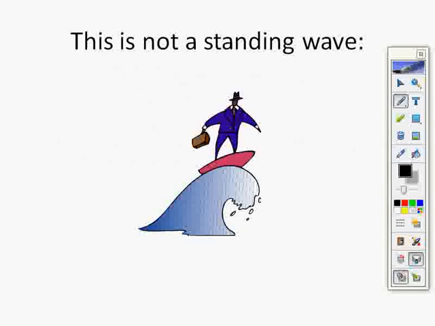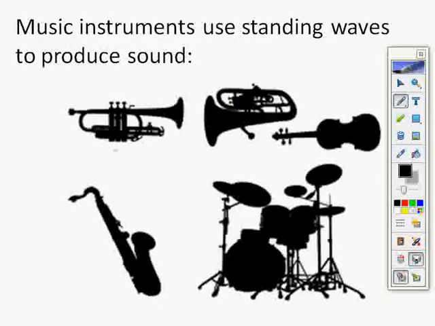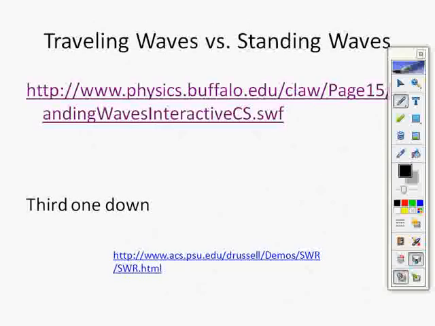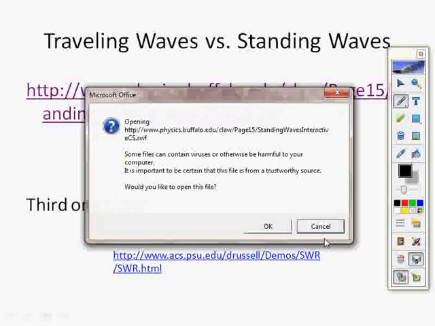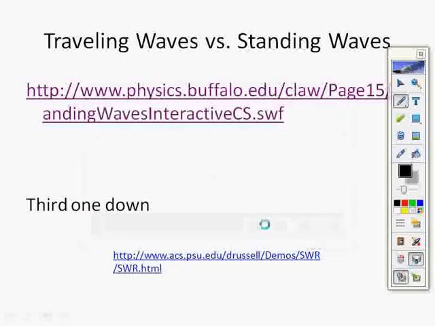That is not a standing wave, ladies and gentlemen. That's a person standing on a wave, but the wave is actually moving forward. Not a standing wave. However, if you play a music instrument, in every music instrument there's a standing wave that gets formed, which ultimately produces the sound, which everyone else gets to enjoy. So, let's look at this computer simulation showing the difference between a standing wave and a traveling wave.